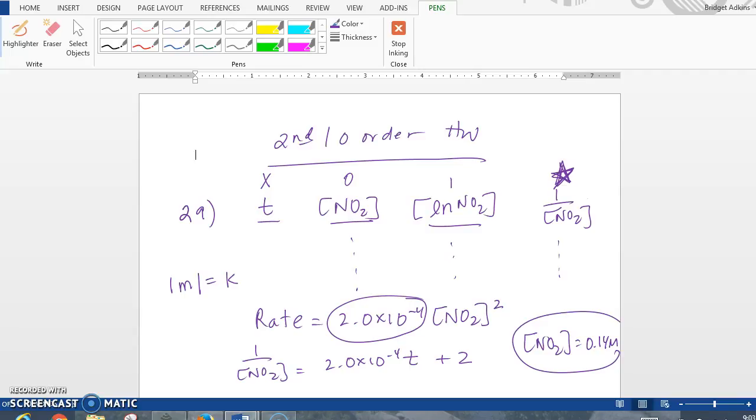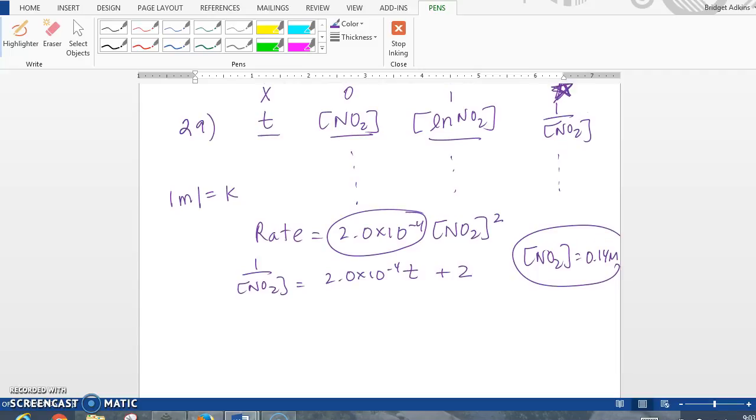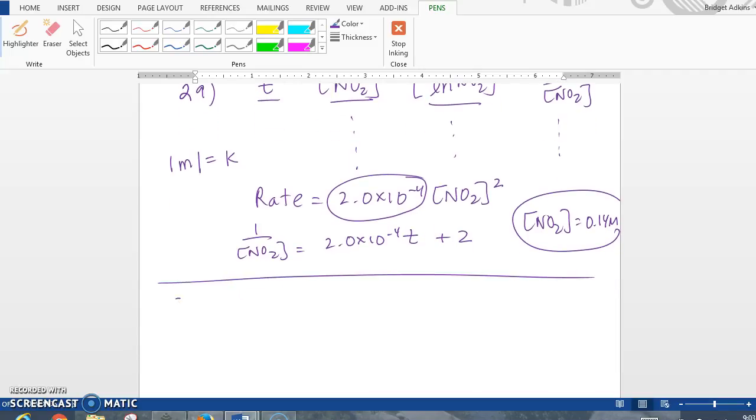All right, moving on to 31. For this one, you've got a decomposition reaction, and they just straight out tell you that a plot of A versus time resulted in a straight line. So in 31, you don't have to do the graphs. They're telling you that concentration versus time gave you a straight line. So that tells you that it is zero order.